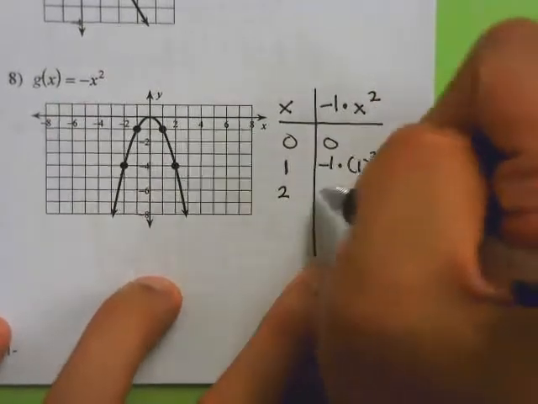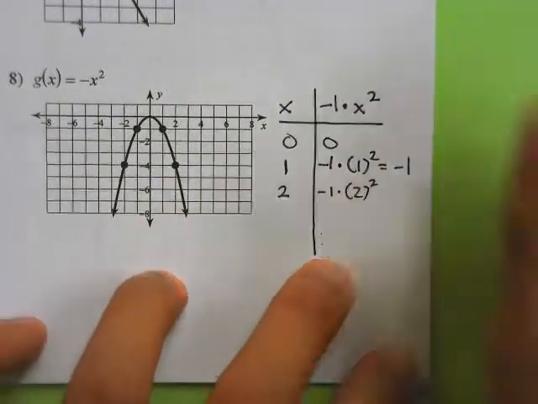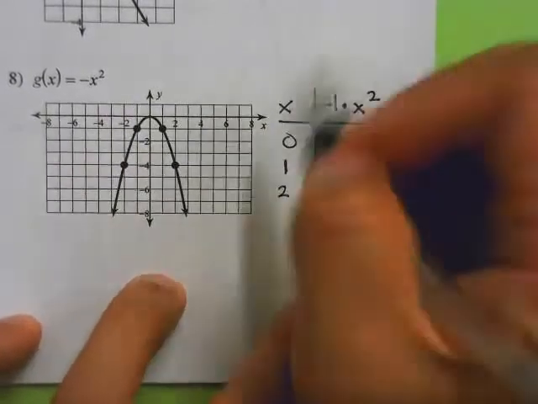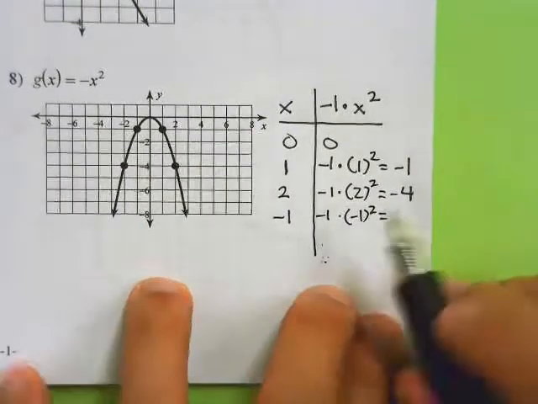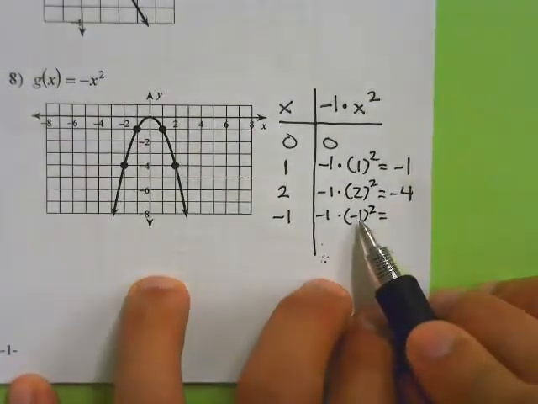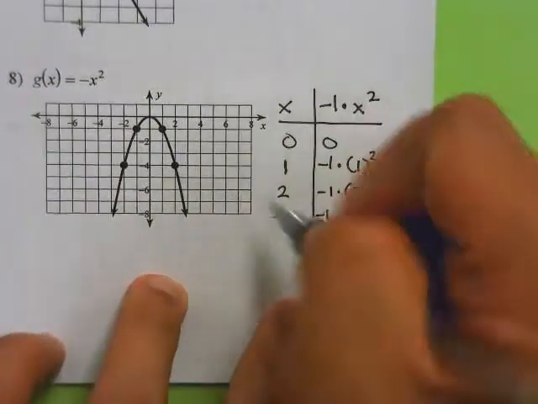Let's plug in 2. 2 times 2 is 4. Times -1 is -4. Okay. -1 times -1 is 1. But then you're going to multiply -1 again, so that's going to be -1.